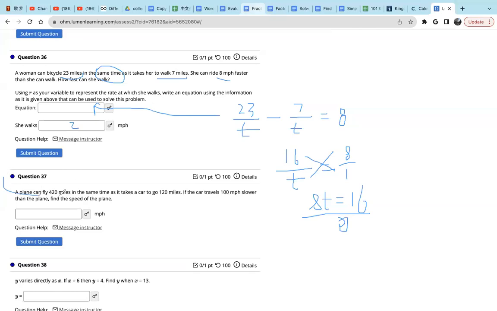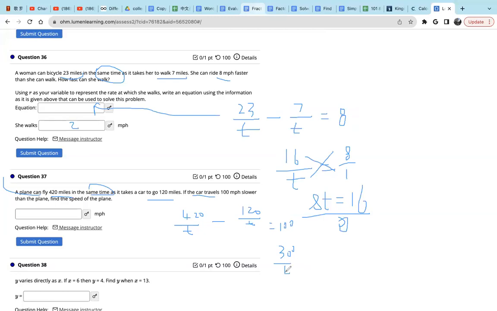Let's see 17. A plane can fly 420 miles in the same time as it takes a train to go 120 miles. So 420 divided by t is the speed of the plane, and 120 divided by t is the speed of the train. If the plane travels 100 miles per hour faster, that means we subtract, so 420 minus 120, that's 300.